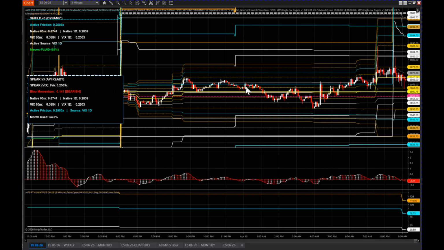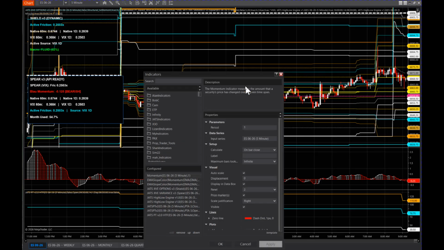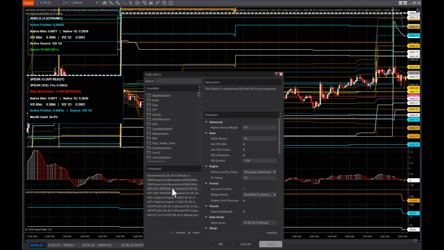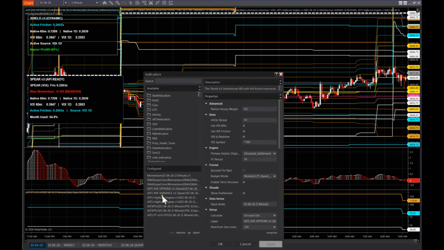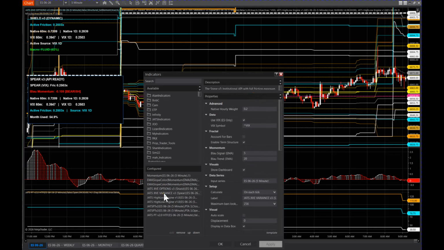I calculated it two different ways. I calculated it on the statistical overnight levels, and that's called JIVE options. So if you want to sell premium, you would want to be looking at these levels primarily. And then if you're trading put spreads, you want to keep your eye on the variance model, spear. The options model is shield, and the variance model is spear.